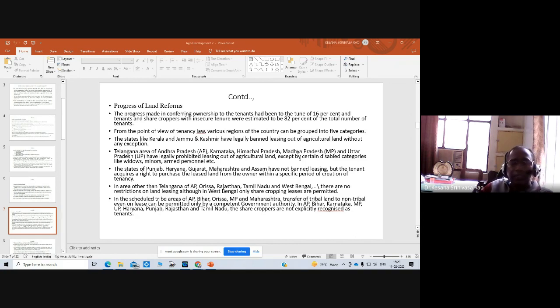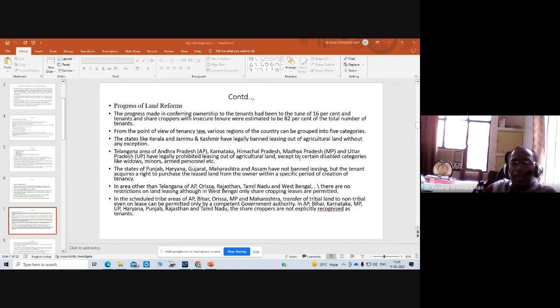So in that way West Bengal is practicing. In the scheduled tribe areas of Andhra Pradesh, Bihar, Orissa, Madhya Pradesh, and Maharashtra, transfer of tribal land to non-tribals, even on lease, can be permitted only by a competent government authority. Wherever scheduled areas are there, especially in India, Andhra Pradesh, Bihar, Orissa, MP, and Maharashtra, in these five states the transfer of tribal land to non-tribals on a lease basis can also be permitted by the competent government authority.